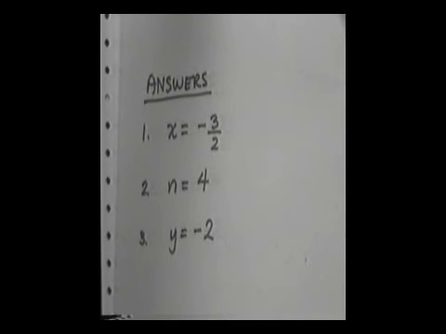Your answer should be, for number 1, x equals negative 3/2. For number 2, n equals 4. And for number 3, y equals negative 2.